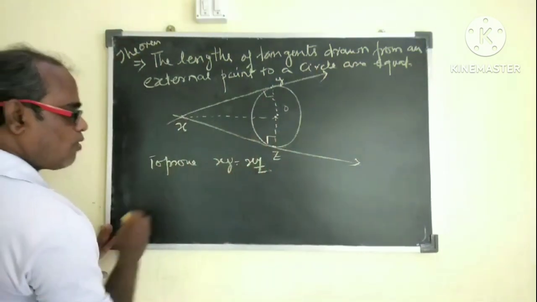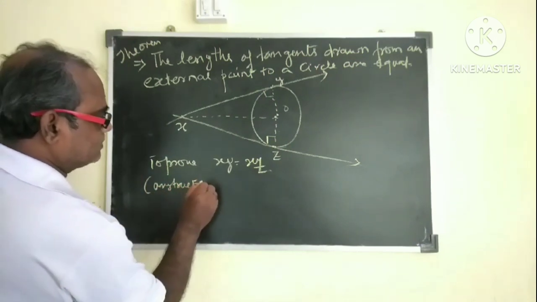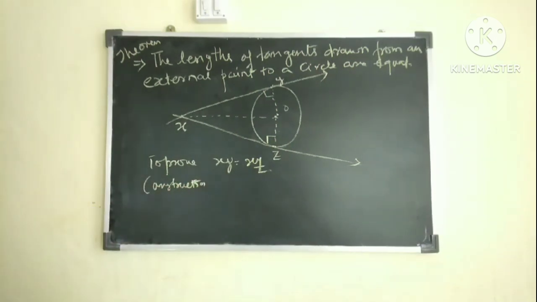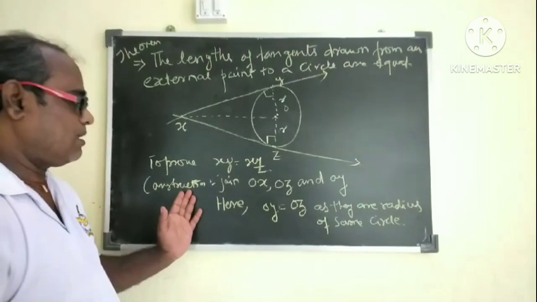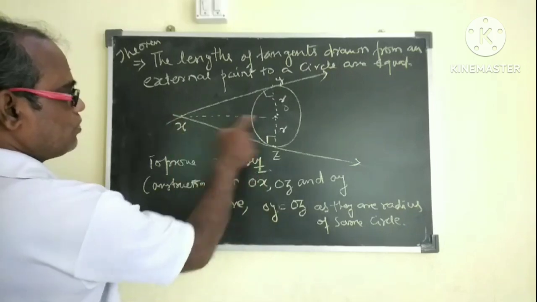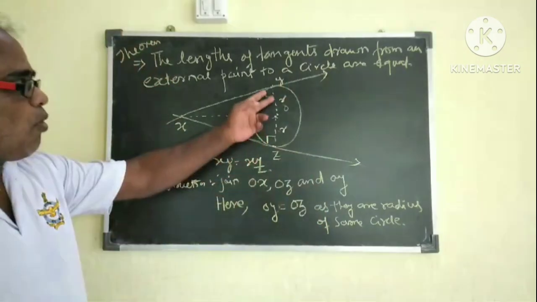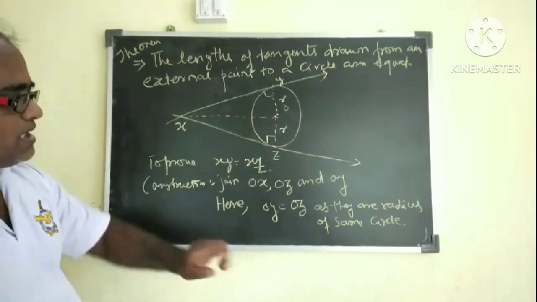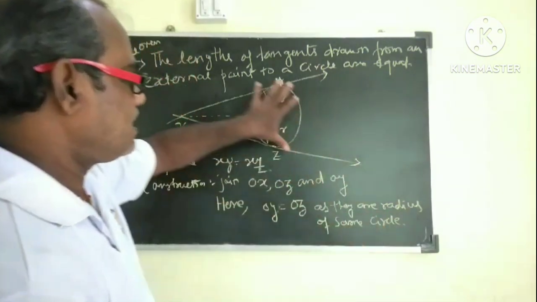So the next statement you are going to write is construction. Here, what you are going to write? Join OX. You have to join OX with dotted lines, OZ and OY. Here OY and OZ are equal. The reason is they are radii of the same circle.